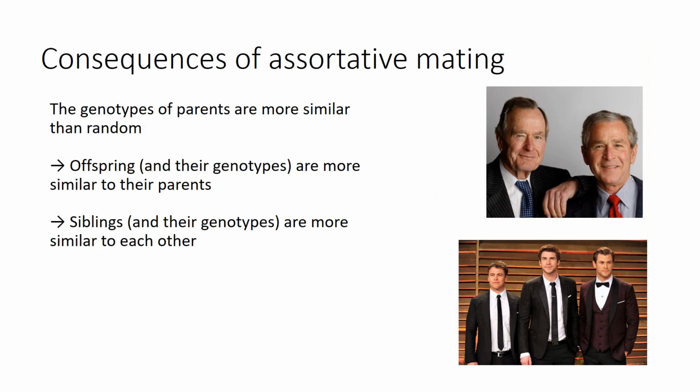Genetic assortative mating has consequences for the estimation of heritability of a trait. Indeed, assortative mating means that the parents' genotypes are more similar than expected under random mating. Which also means that the offspring are more similar to their parents than expected, and their genotypes are more similar to those of their parents, and siblings' genotypes are also more similar to each other than expected under random mating.